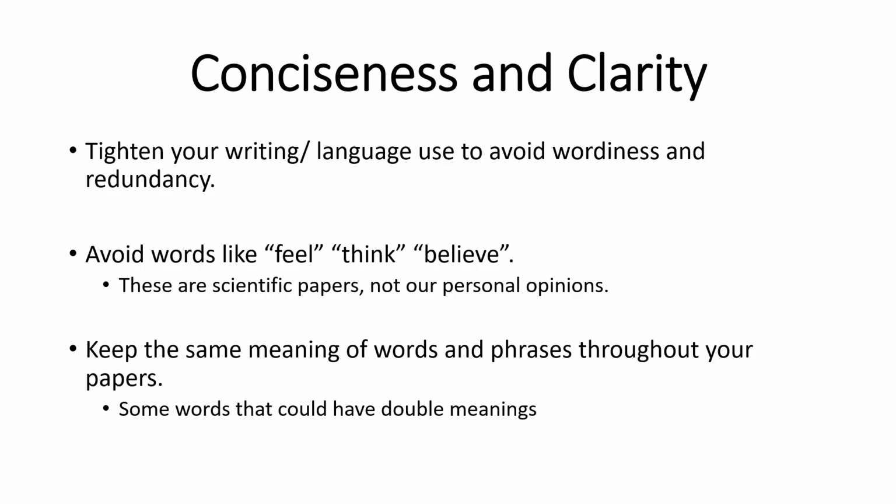Likewise, if you tell the reader the same thing over and over, they aren't gaining any new information and you also lose their attention. And it is important to remember that scientific writing is very objective. We are not sharing our opinions and should avoid words like feel, think, and believe. Make sure you're sticking to the facts. It's also important to keep the same meaning of words and phrases throughout your papers, especially if words can have double meanings. Make sure you are clearly defining your topics and talking about them in a consistent way.